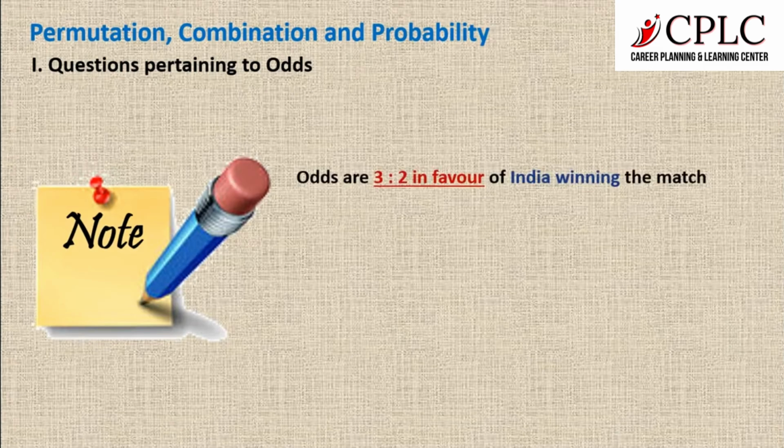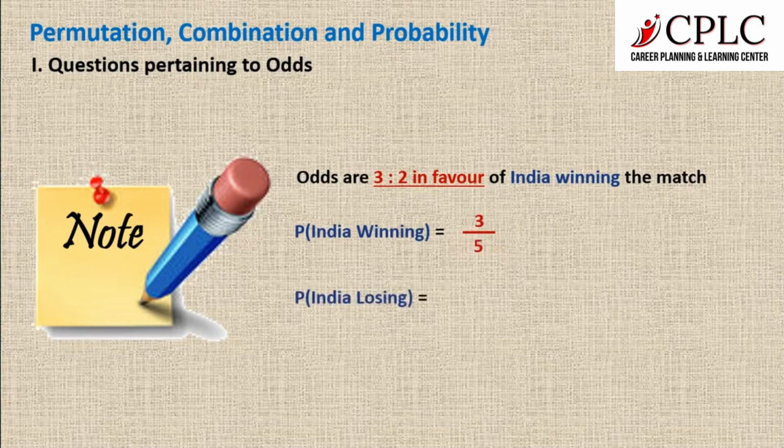As in, there will be statements given like this: odds are 3:2 in favor of India winning the match. And what does that mean? If we were supposed to figure out the probability that India will win the match, that will be 3 by 5, and India will lose the match will be 2 by 5. So what you have to remember here is the wordings, in favor or against, and what ratio it is given. So in favor, and hence 3 by 5 is the probability of India winning.